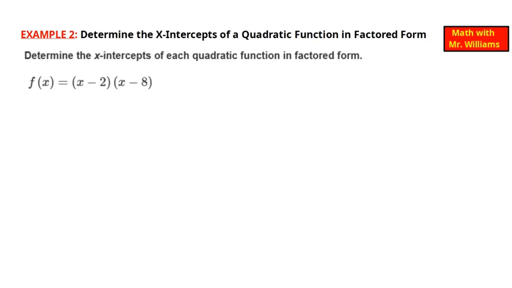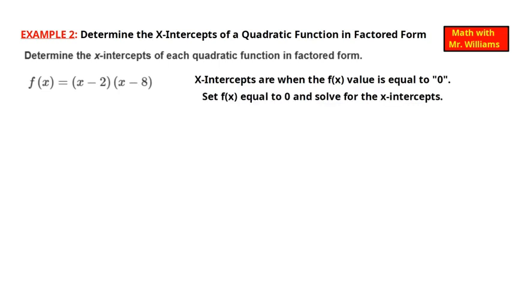Example 2, determine the x-intercepts of a quadratic function in factored form. Math of Mr. Williams. Determine the x-intercepts of each quadratic function in factored form. So here we have f of x equals (x minus 2)(x minus 8). To solve for those x-intercepts, we know that the x-intercepts are when the f of x value is equal to 0. So we need to set the f of x equal to 0 and solve for the x-intercepts. So now we're going to substitute for the f of x, making it 0 equals (x minus 2)(x minus 8).